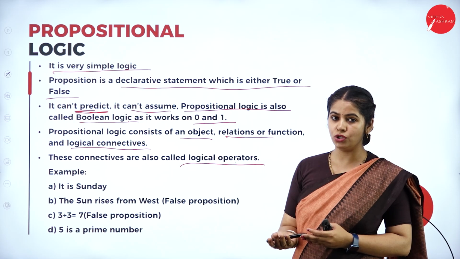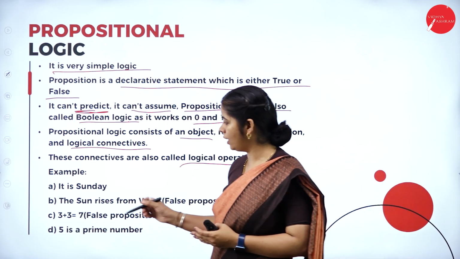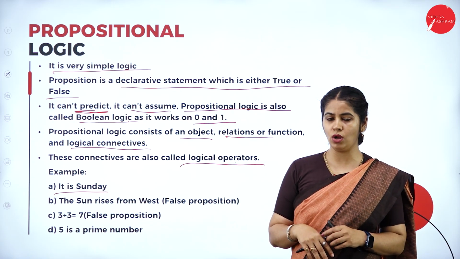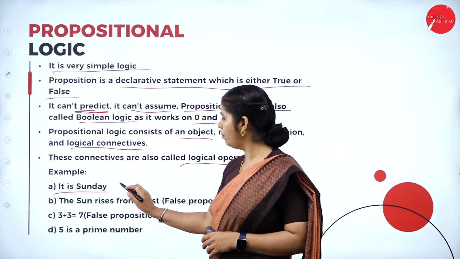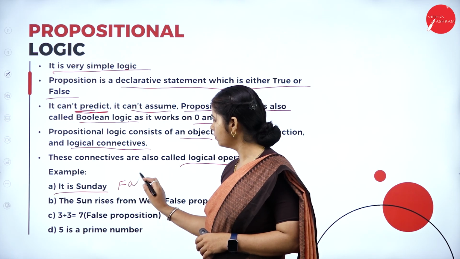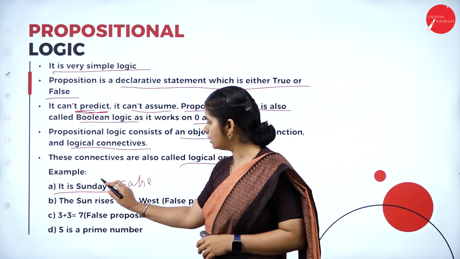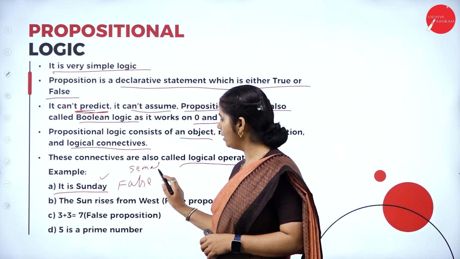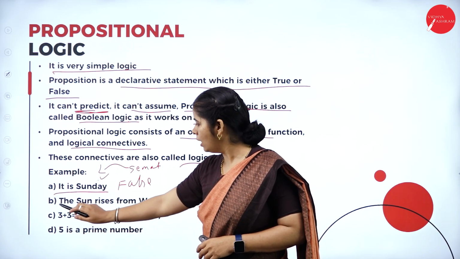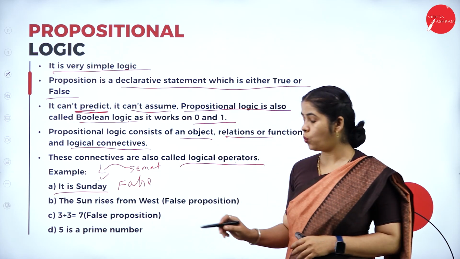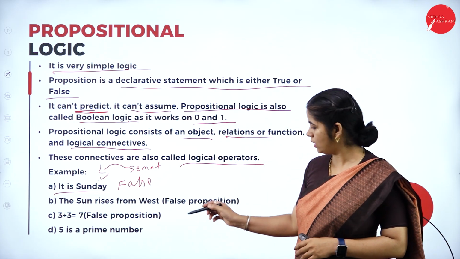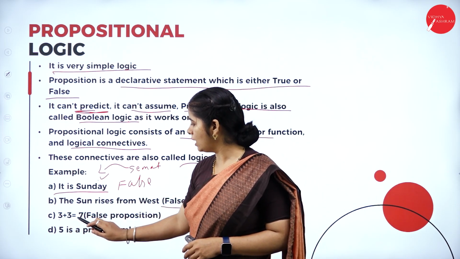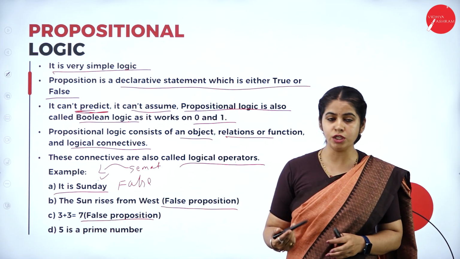Example for propositional logic or a propositional sentence: it is Sunday. Yes, it is Sunday. Today is not Sunday, right? So it will be false. This is a sentence syntax and this is giving semantics, right? Semantics for that particular syntax. The sun rises from the west. Is it true? No, it is false proposition. 3 plus 3 is 7. Again, it is a false proposition.